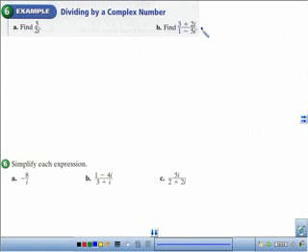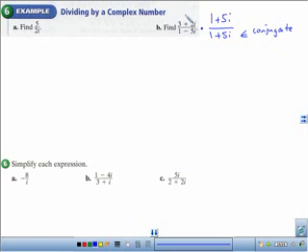And the conjugate is just the same exact thing, but the opposite sign. So if this is 1 minus 5i, the conjugate would be 1 plus 5i. So this right here is called the conjugate. Make sure you remember that, that's very important. So just take the opposite sign of whatever this complex number is, and this will be called the conjugate. So multiply both the top and the bottom by the conjugate.